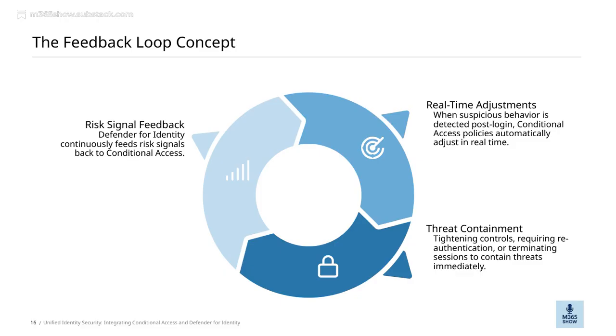Next, we have real-time adjustments. When suspicious activity is detected after a user has logged in, our conditional access policies can automatically adapt in real time. This ensures that security measures are always current and effective without delaying response times. Finally, risk signal feedback is crucial. Defender for Identity constantly feeds risk signals back into conditional access, creating a continuous feedback loop.